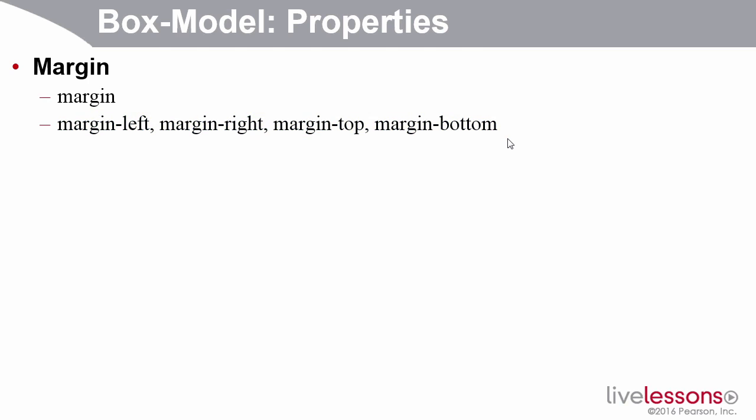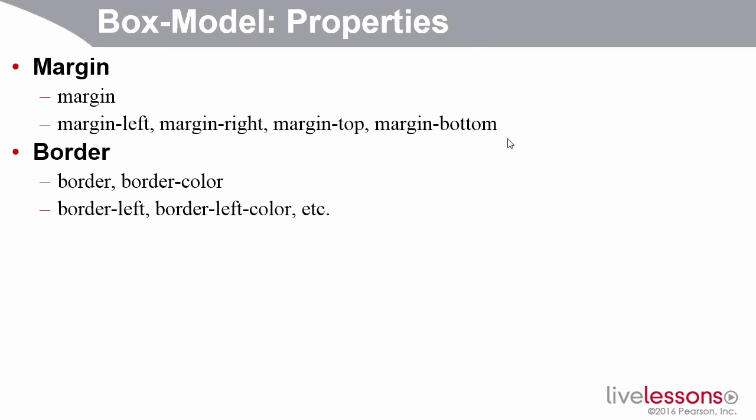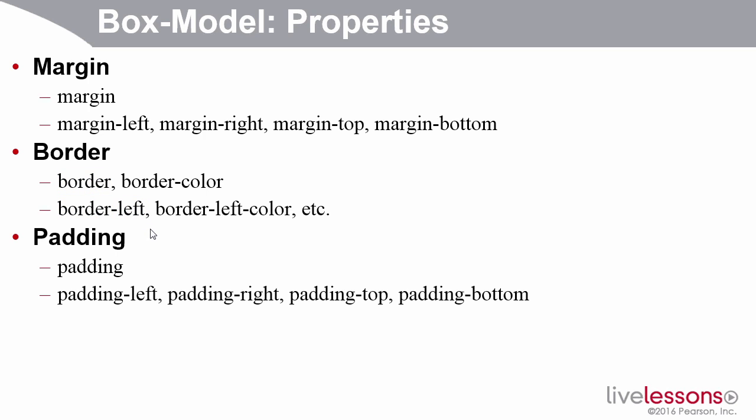Borders can have both spaces and colors. So you can give border for left, right, top, bottom all at once, or you can specify individual pieces just like you did with margin. And then the same thing for padding, but margin and padding don't have colors, border has colors.